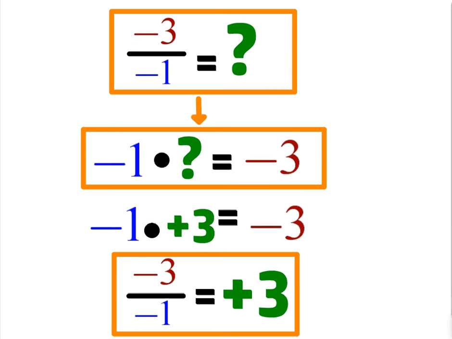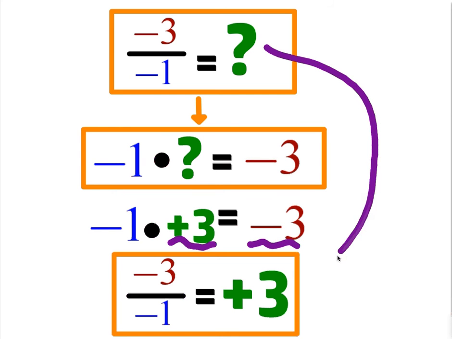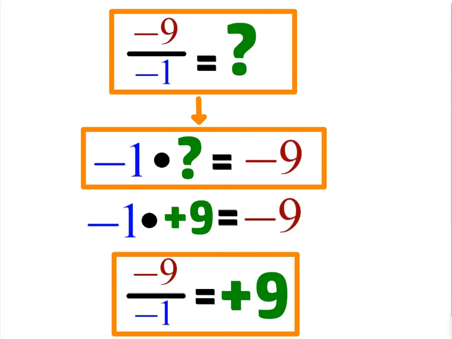We can do the same thing for negative 3. We've already shown that negative 1 times positive 3 gives you negative 3 back. So therefore, the answer to our original question was positive 3. Again, we're showing that a negative divided by a negative gives you a positive back. We do the same thing for negative 9. Negative 9 divided by negative 1 gives you positive 9 back.